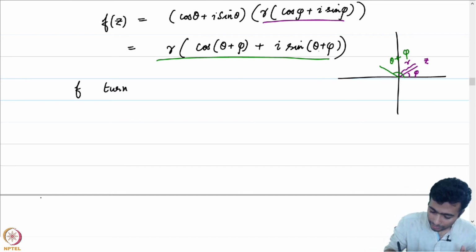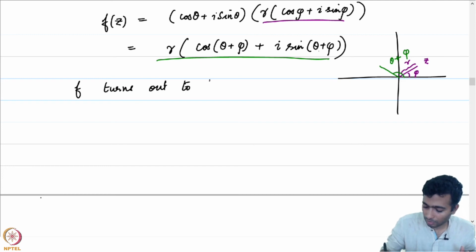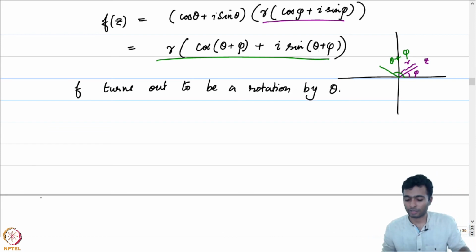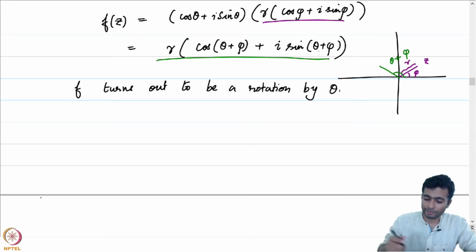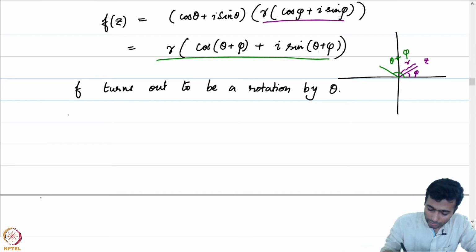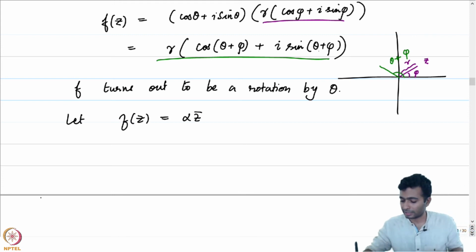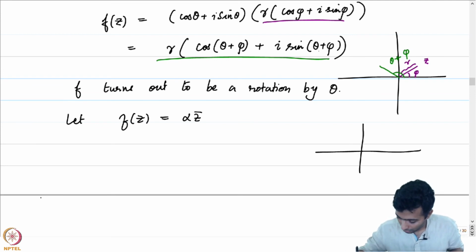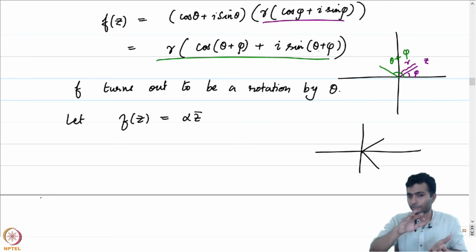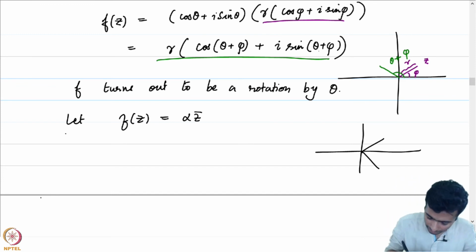F turns out to be a rotation by theta. That is the geometric description of the isometries of the type f of z is equal to alpha times z. In fact, alpha times z bar also can be described very similarly. Now let f of z be equal to alpha times z bar. What is that? The z bar is first a reflection along the real line, and then we are rotating it. Therefore, the description is very simple here.